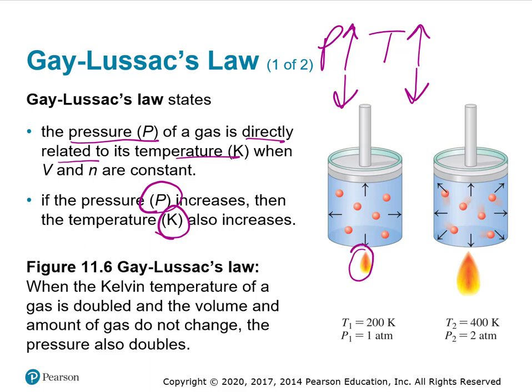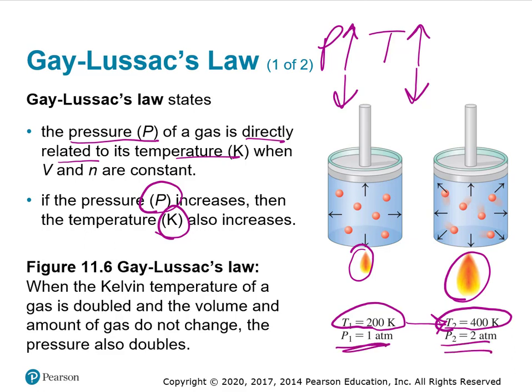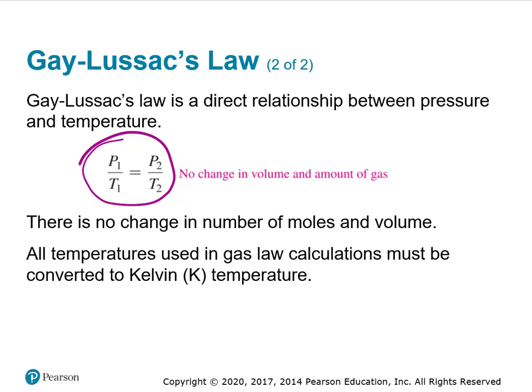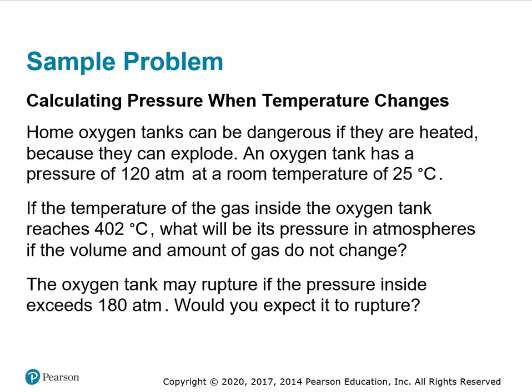My original temperature here was 200 Kelvin. When I double the temperature, notice I add a ton of heat to 400 Kelvin, my pressure went from 1 atmosphere to 2 atmosphere. Notice that my volume stayed the same. So within this container, with the volume not changing, the pressure doubled when my temperature doubled. We can show this again in a fraction form, and we say that there is a direct relationship between pressure and temperature. Again, all temperatures need to be in Kelvin. Let's look at a sample problem.